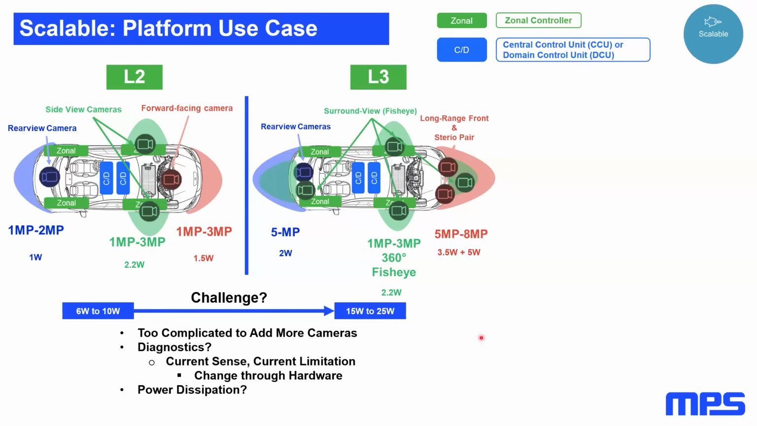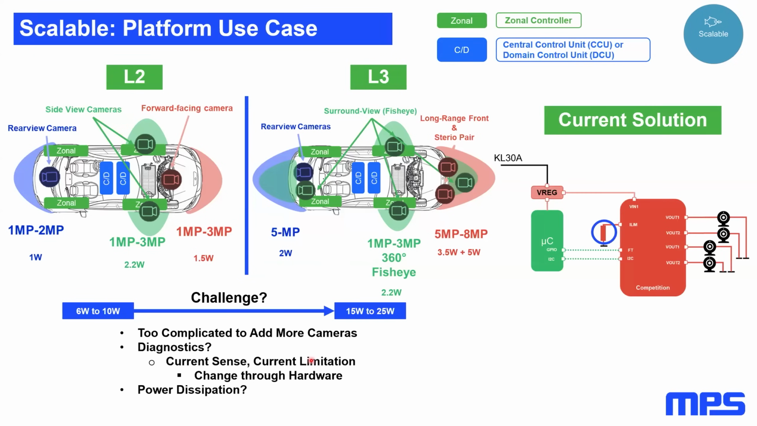In the case of the diagnostics, it's also challenging to change the current sense or the current limitation because it's done through the hardware and it's also managed by the camera switch. This is just one example. Imagine you have an OEM, and this OEM is going to request to change the rear camera. This rear camera is today, for example, consuming 1 watt for the L2 ADAS system, and the next one is going to be consuming 2 watts. The current hardware is not allowing that because we are using a resistor as a current limitation.